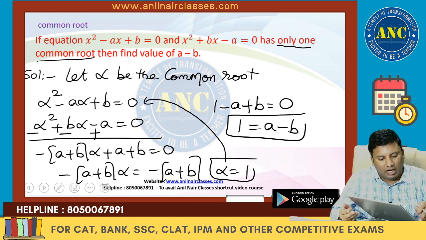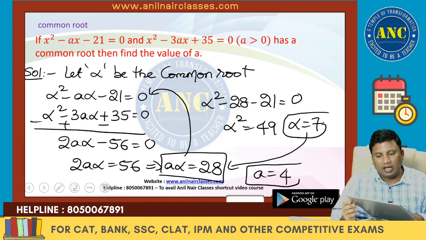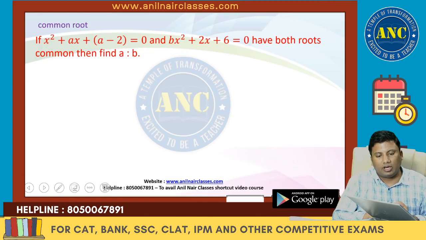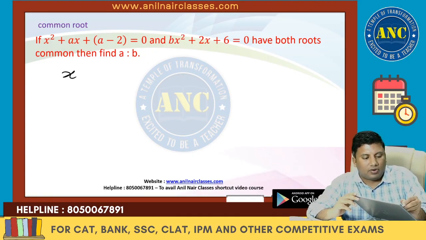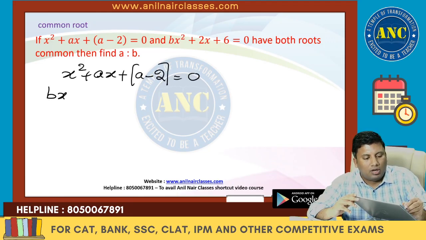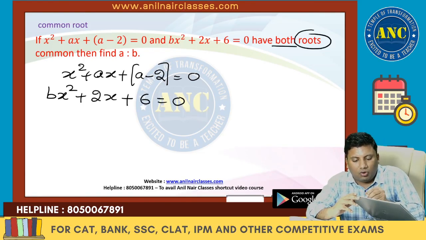I hope the idea is clear. Write common root. Next one. All are competitive examination questions, sir. X square plus ax plus a minus 2 is 0. Bx square plus 2x plus 6 equivalent to 0 has both the roots common.